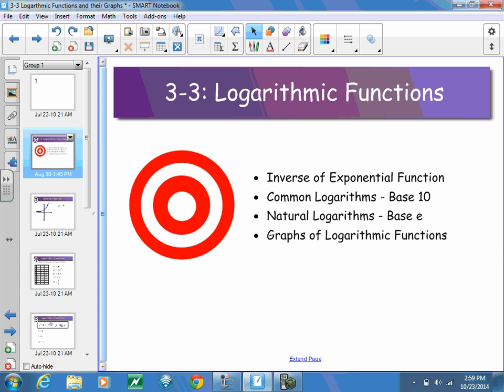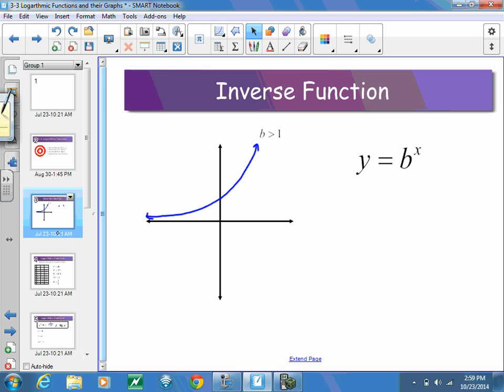So logarithms is something that you were first introduced to in Algebra 2. And so now we're going to add to that and look at what else we can do with these logarithms. So first of all, where does a logarithm come from? It is the inverse of an exponential function.